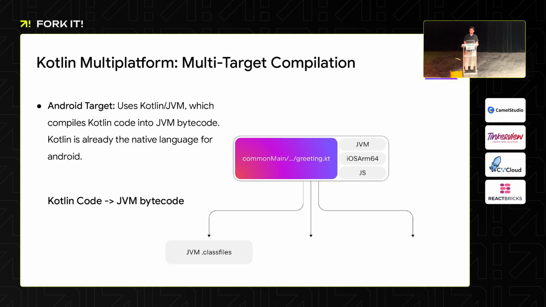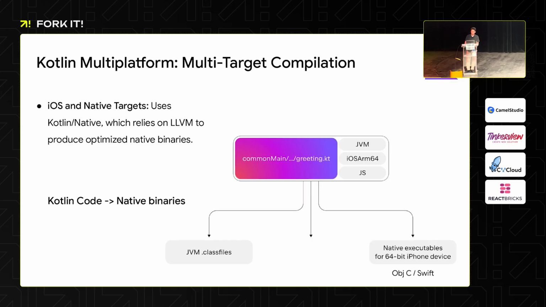The Kotlin code is going to be compiled to .class files, which is the JVM bytecode. It's the same as Java. That's what happens in Java, so we are doing it the same way as Java. So it's native, actually. Kotlin is native in Android.